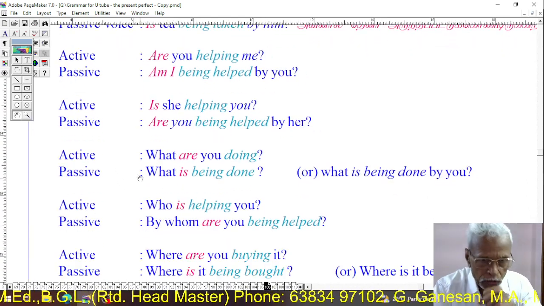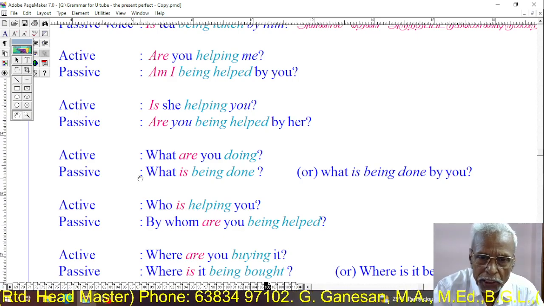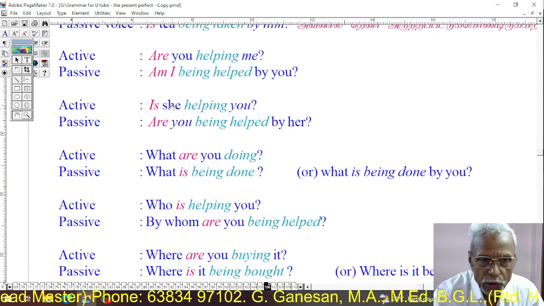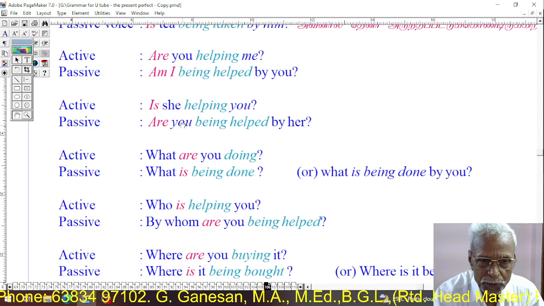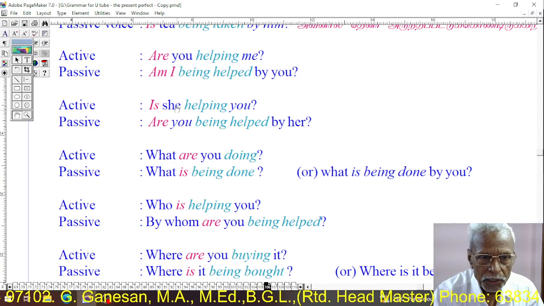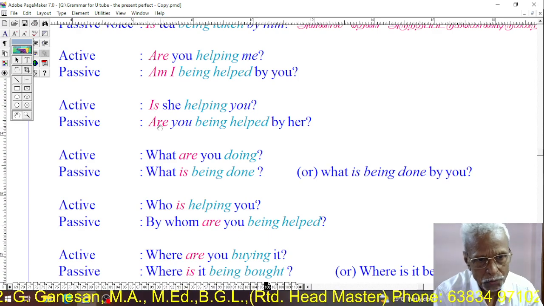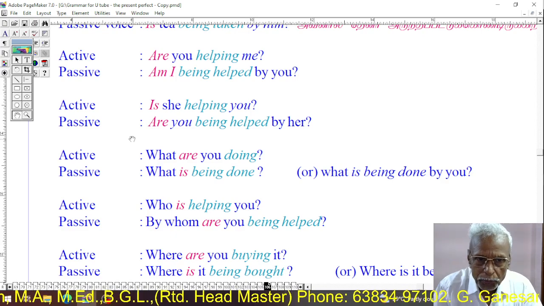Is she helping you? Are you being helped by her? You see, she is singular, "by her" is the object. "You" was the object, now "you" is the subject. Helping, helped, being helped. She is, you are. Okay, "is" has been replaced by "are". Is she helping you? Are you being helped by her?